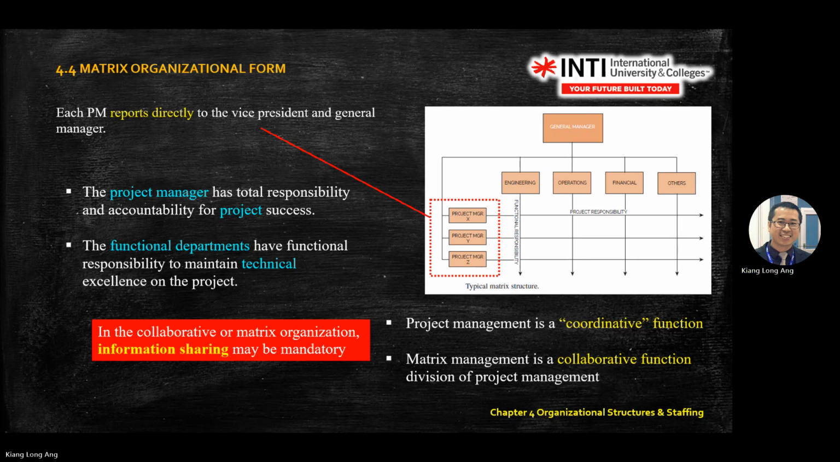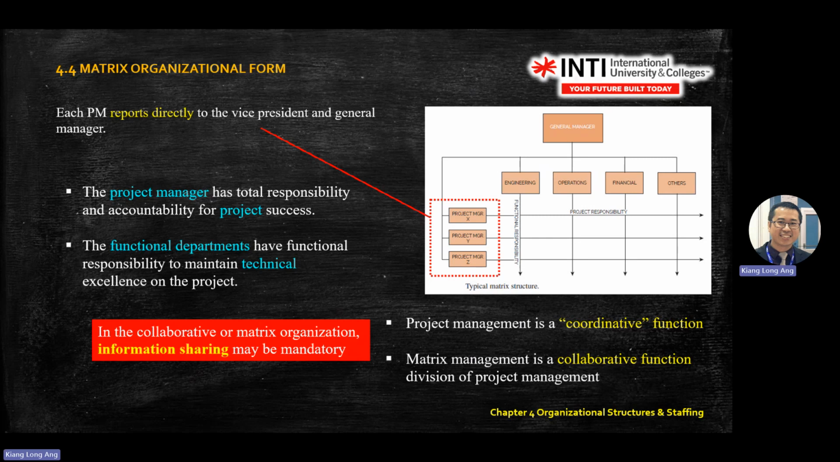Okay. So project management is a coordinative function. Matrix management is a collaborative function. Both sound very near. What does it mean? Matrix management means collaborate, means there's a cross. You need to work with other departments.